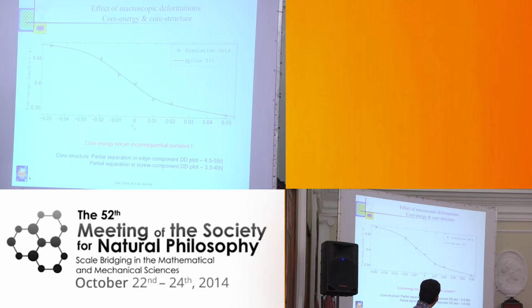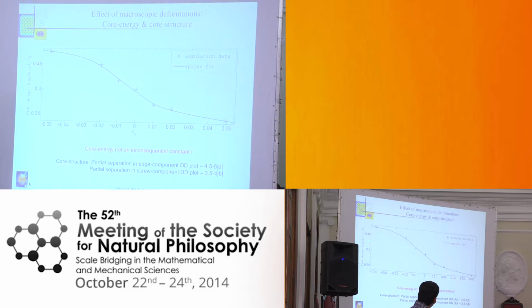Of course, the strain that we applied here is fairly large. We went from 5% compression to 5% tension. But the important point here is that the slope of this core energy is non-zero, even at zero strain, which means that it can even respond to macroscopically small strain gradients. So that's an important point: this particular core energy has a non-zero slope at zero strain.